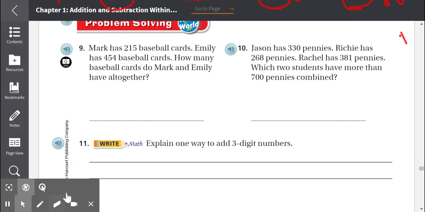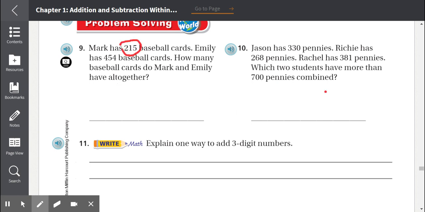Number 9. Mark has 215 baseball cards. Emily has 454 baseball cards. How many baseball cards do Mark and Emily have all together? So we're going to start by circling our important numbers. 215 baseball cards, and Emily had 454. Now we underline our question because our question tells us what we need to do. Now, how many means we're adding. So that's a keyword that tells us we're adding. And altogether is another keyword that tells us we're adding. So we know we're adding.